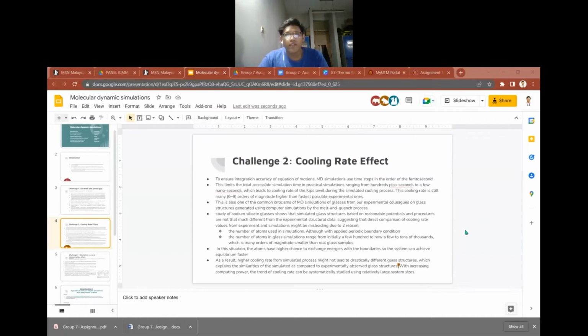The trend of cooling rate can be systematically studied using relatively large system sizes.